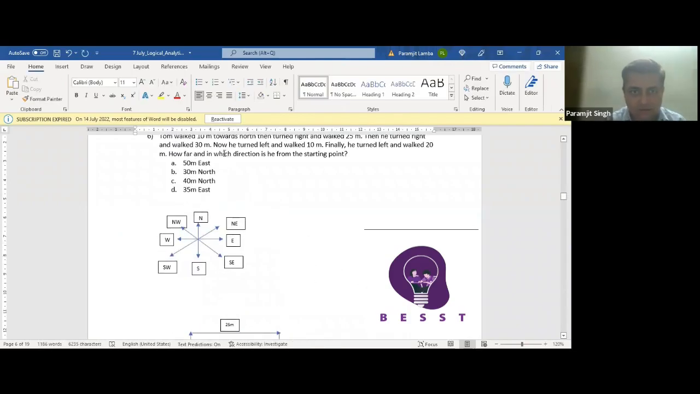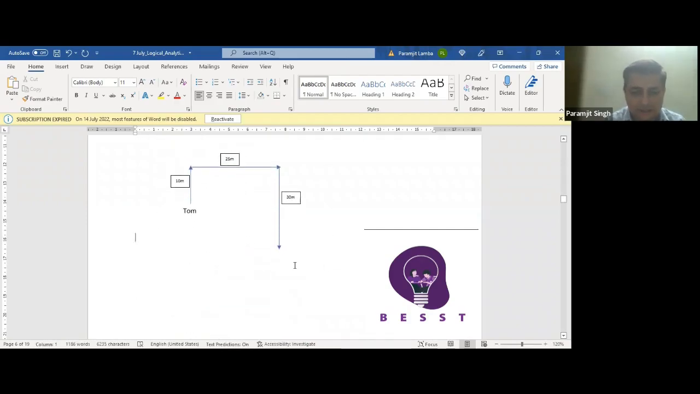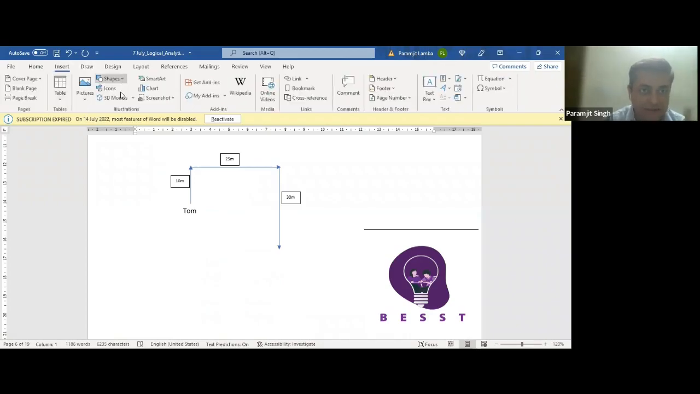Then where does he go? Now he turned left and walked 10 meters. So where will his left be now? Which side should I draw the arrow? He turned left. So which side should I draw? This side, right side, or this side, opposite side?